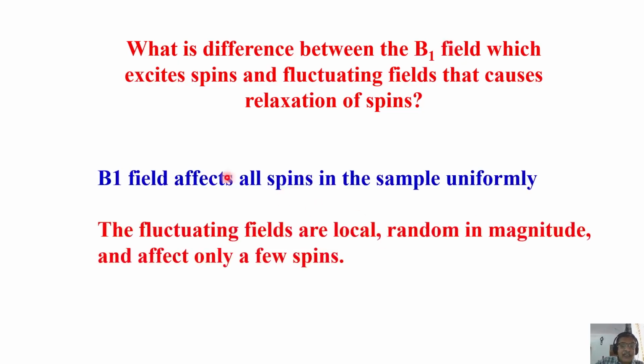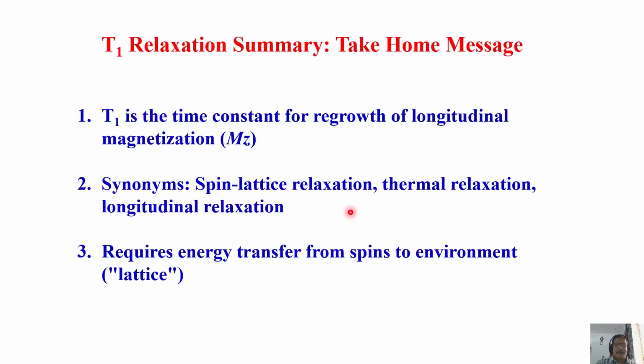The major difference is the RF field which you apply to excite the spins affects all the spins uniformly. Remember, the uniform excitation is done by applying the radio frequency pulse, and I told you about how to choose the region for uniform excitation. I hope you all remember that. Whereas the fluctuating fields are local. They're random in magnitude and affect only a few spins. It doesn't affect the entire system, whereas the B1 field affects the entire spins uniformly. This is a basic difference. Please remember that.